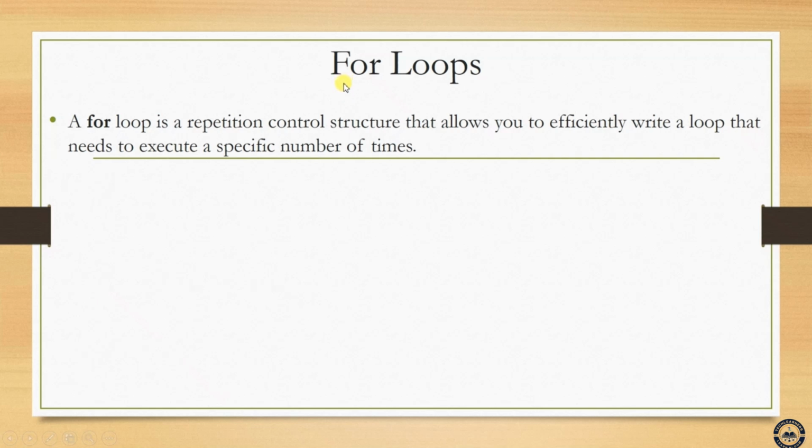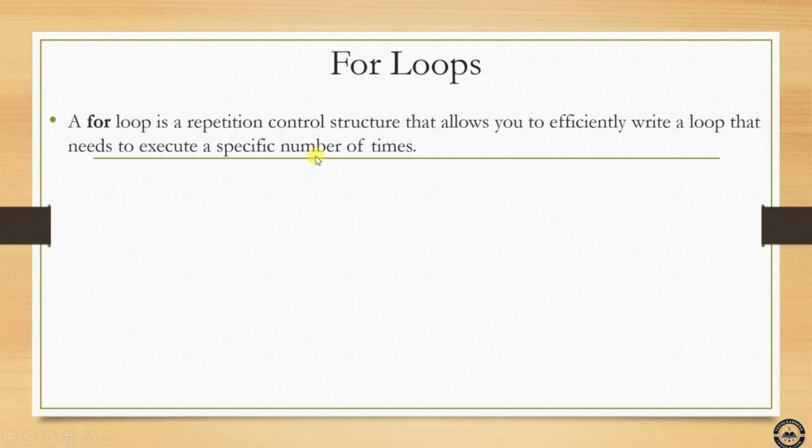So now we are going to look at for loops, how they work, and how we can use them in C++. All right. A for loop is a repetition control structure, just like other loops. A for loop basically allows you to efficiently write a loop that needs to execute a specific number of times. So if in advance we have any idea that the loop will be executed 50 times or 100 times or 400 times, in that scenario we can use for loops.